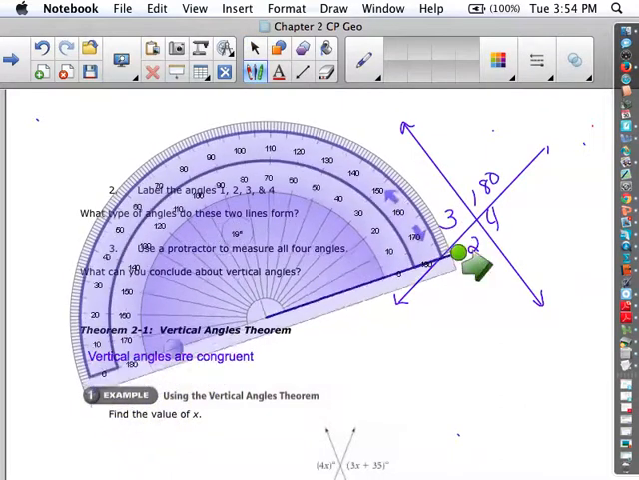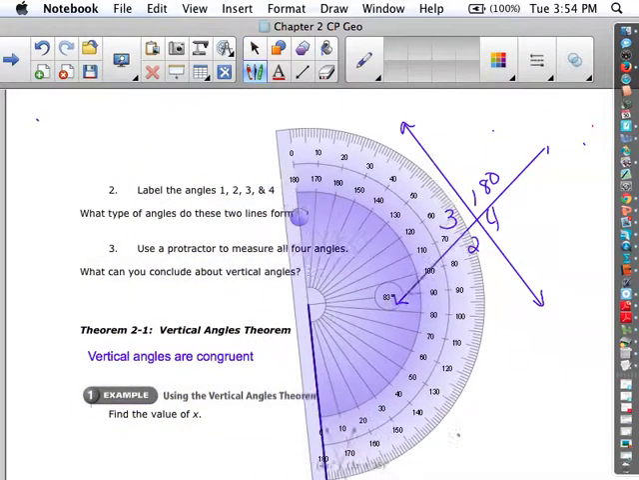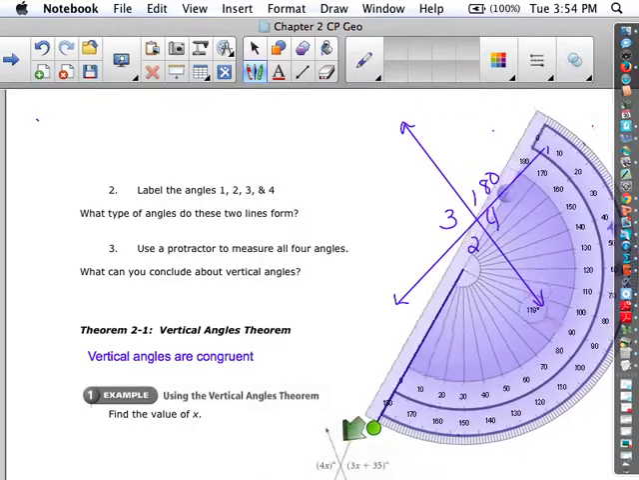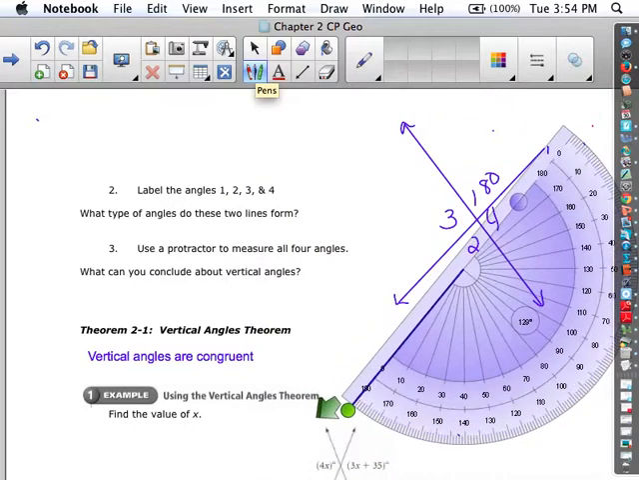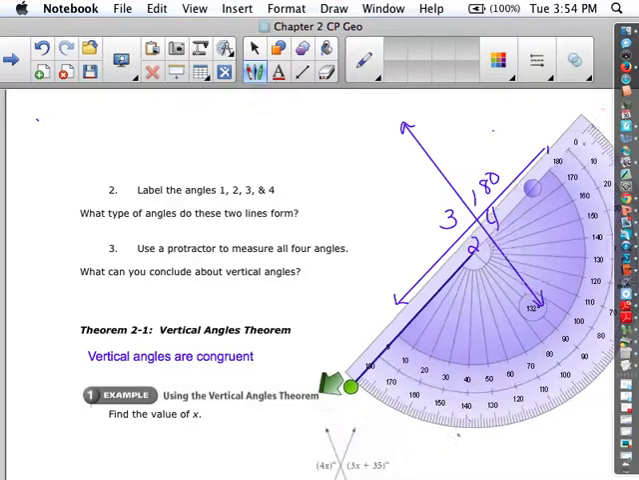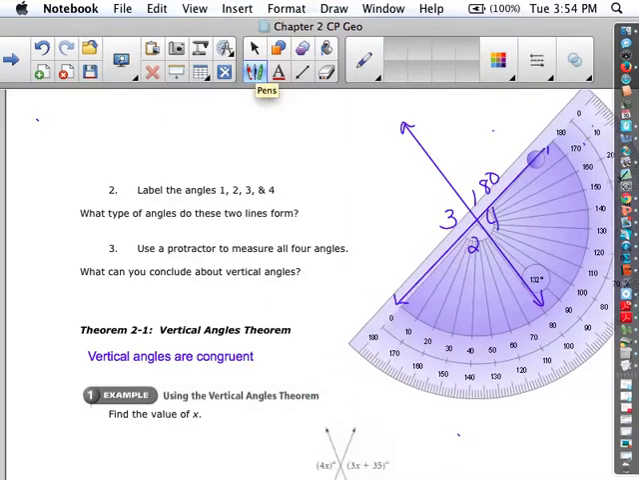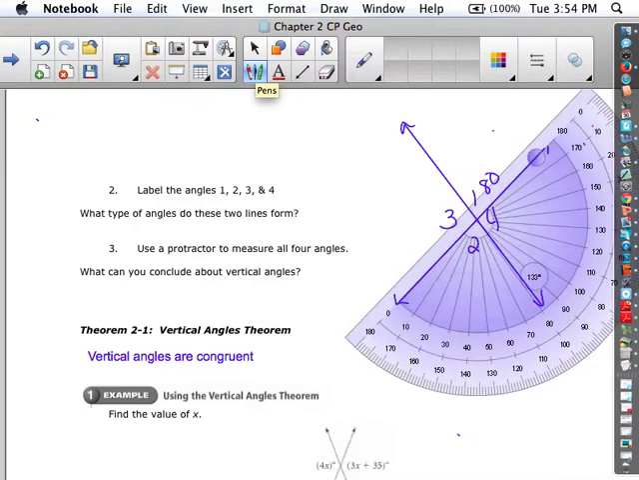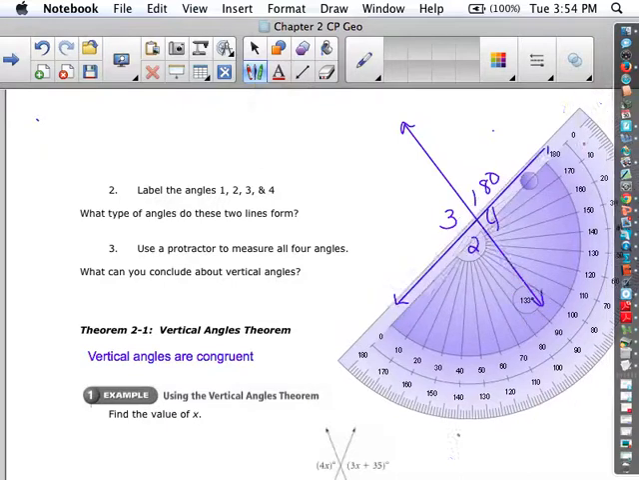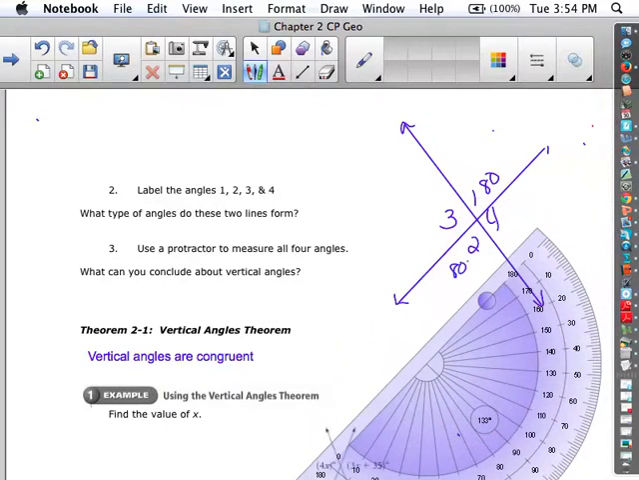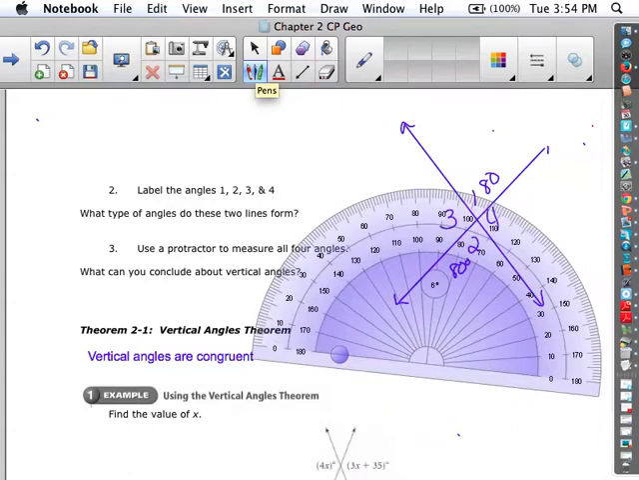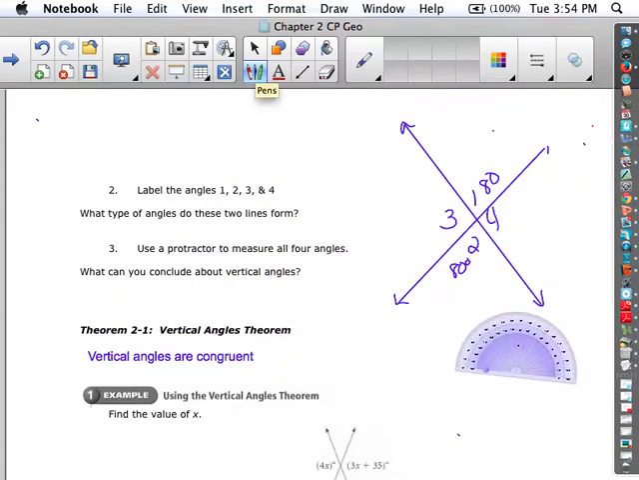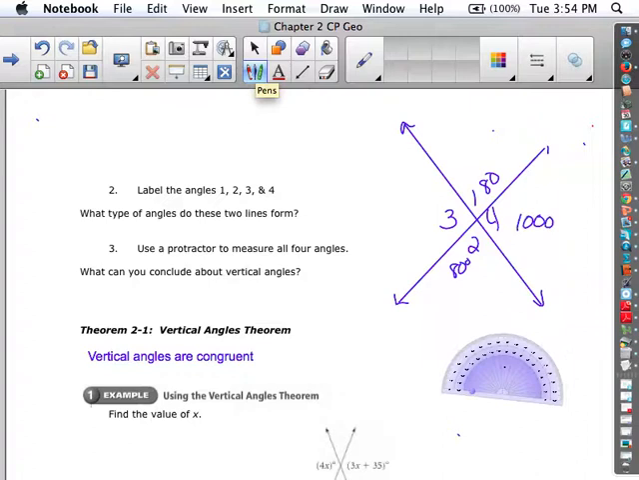If I come down and measure angle 2, again, I'm going to put the protractor right at that center and measure angle 2. And I will get that angle 2 should be 80 degrees as well. If I measure angles 3 and 4, I'm going to get that they are each 100 degrees.